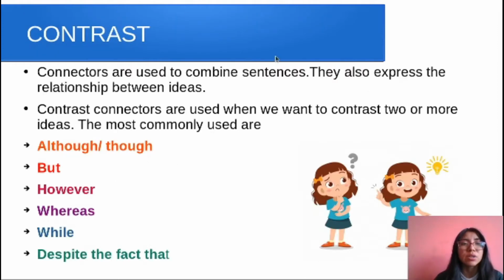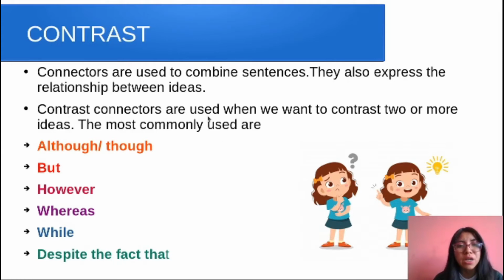Pay attention. Contrast, those are the connectors for today. Those connectors are used to combine sentences. It means we are going to join two sentences, or more ideas. They also express the relationship between the ideas. It means the contrast connector is going to join two ideas, and those ideas have to have a relationship, okay?